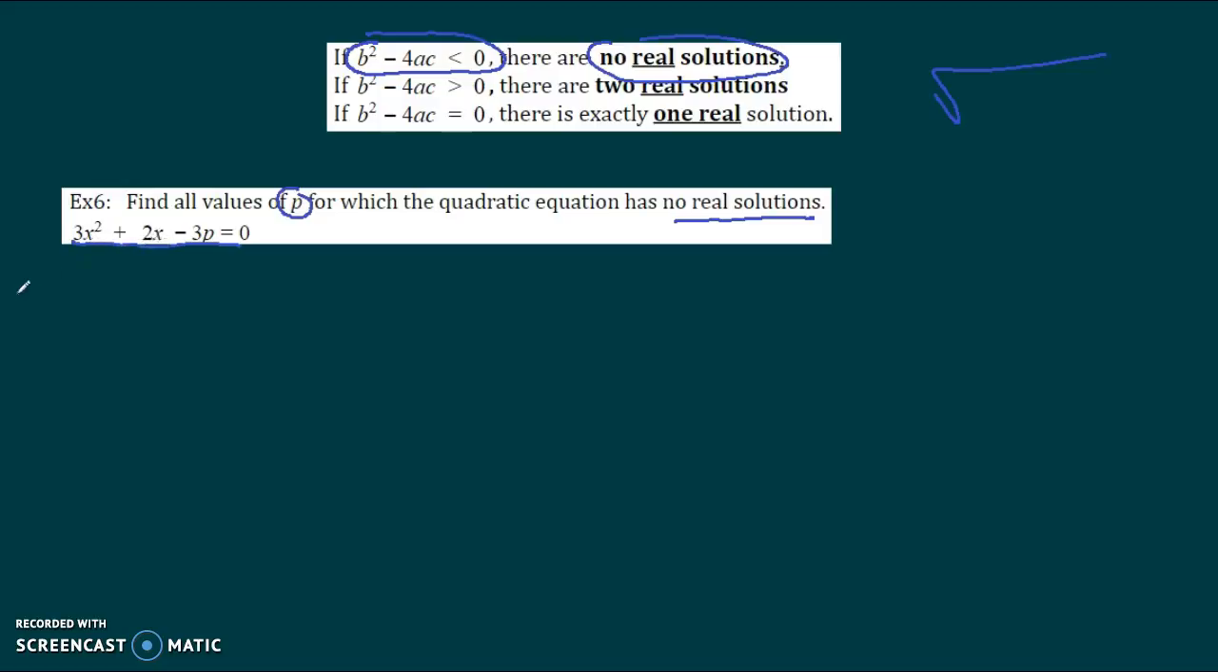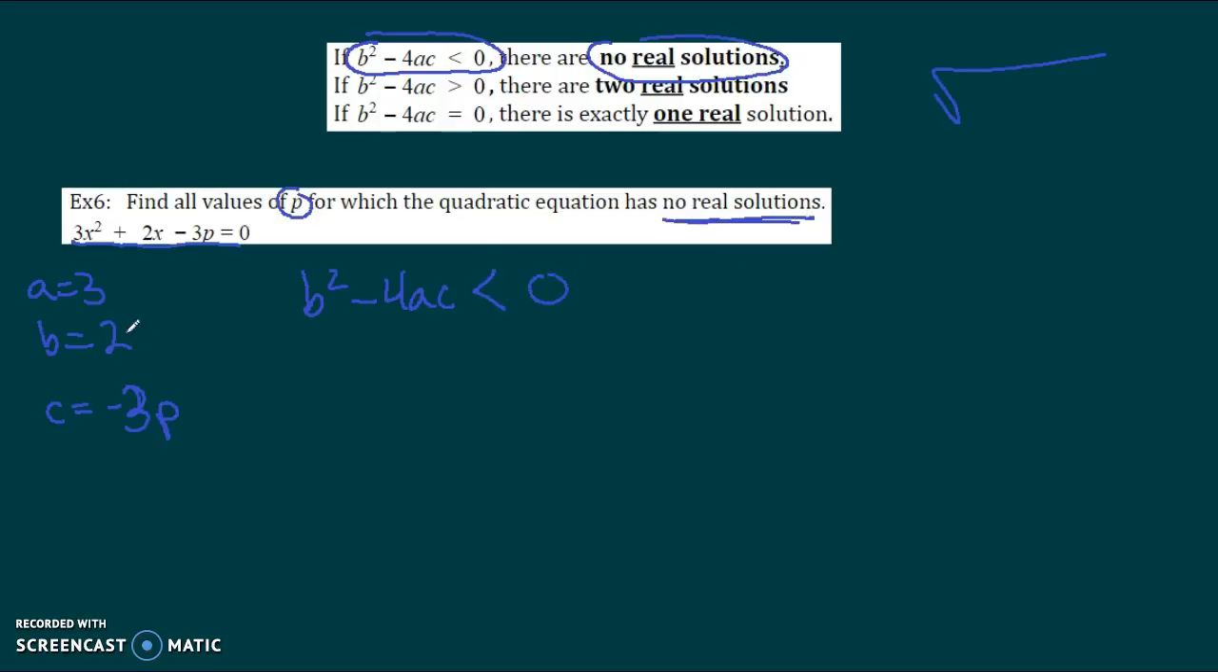In this equation here, we can see that the a value equals 3, because that's what's in front of x squared. The b value is going to be equal to 2, and then c is this entire thing. It's the negative 3 and the p together. And the idea is that we would like for b squared minus 4ac to be negative, so there's no real solutions. So that means it should be less than 0.